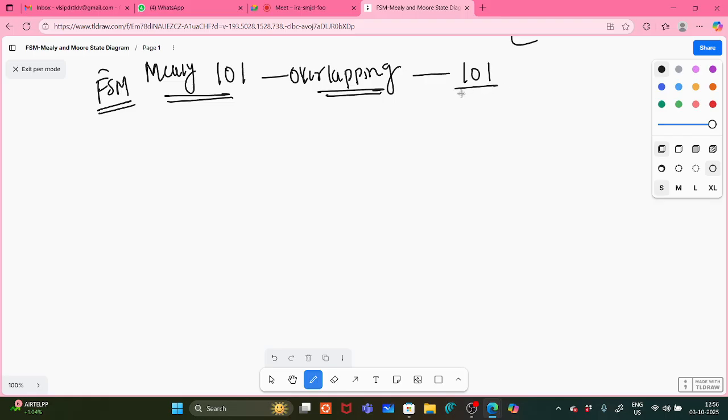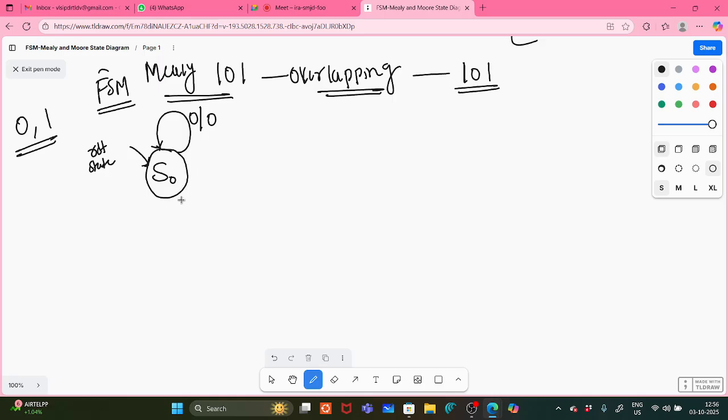So if it is Mealy overlapping, what will I get? Here I am drawing this one. This is S0, the reset state. For each and every case you need to check for 0 and 1. It will start from here, and if it is 0, where will it go? Normally you are checking for 1, but you got 0, so it will stay in the same state. 0 and output is 0, it didn't get the sequence.